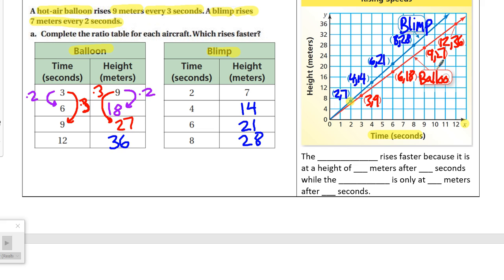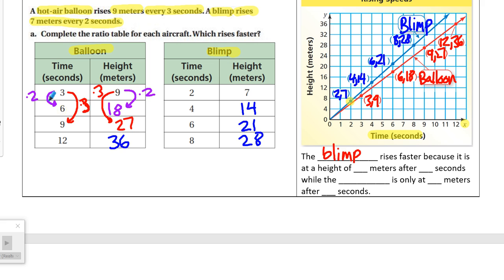Even less space. I did better that time. Okay, now you can see which one's higher. As the time's ticking by, look, the blimp is getting a little bit higher than the balloon, and eventually that will be a big difference. So the blimp rises. I know it's in red, it's probably confusing, but it's the blimp. The blimp rises faster because, well, where do we have the same number of seconds or the same height? I'm trying to look for anything that's the same here.